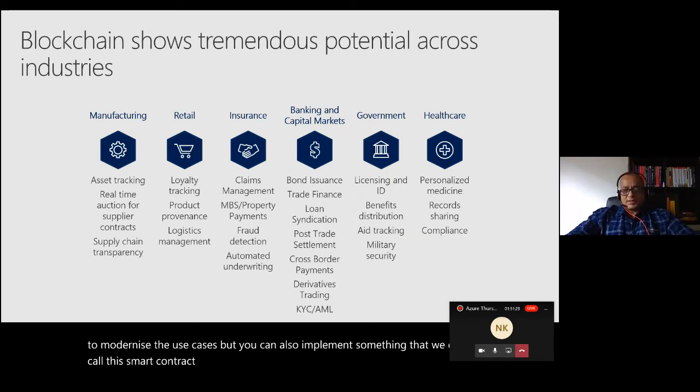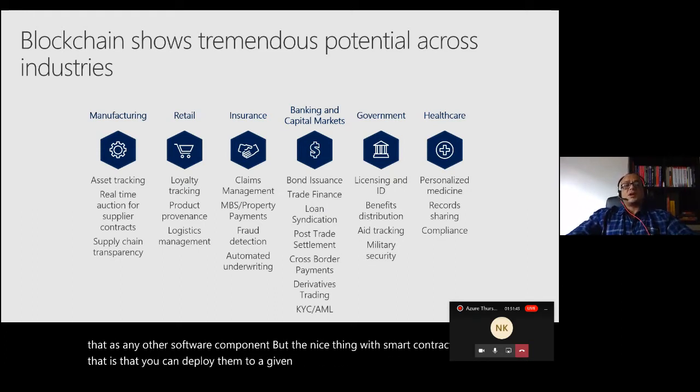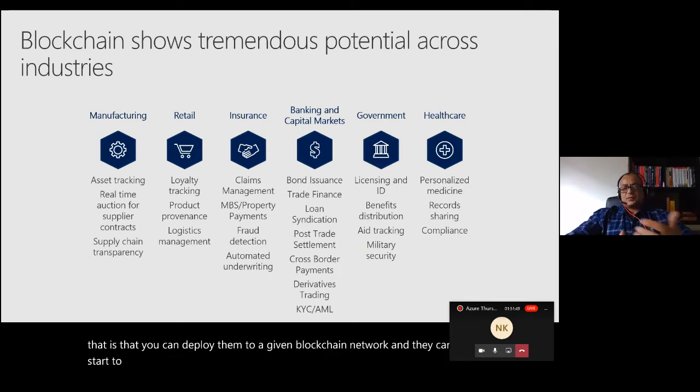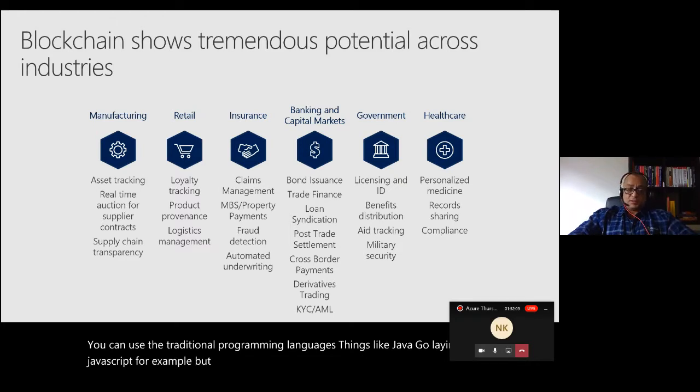Okay, the smart contract is a kind of computer or software contract, the same as any other software component. But the nice thing with smart contracts is that you can deploy them to a given blockchain network, and they can start to watch the context, so they can run autonomously. That's why it's a smart contract. There are ways to implement them, and depending on the protocols and frameworks, you can use traditional programming languages like Java, Golang, and JavaScript, for example. But with other protocols like Ethereum, you can use the Solidity language, which is a domain-specific language, a DSL.